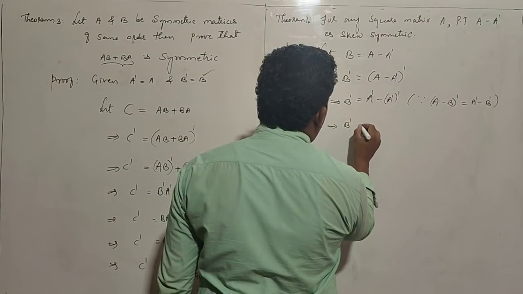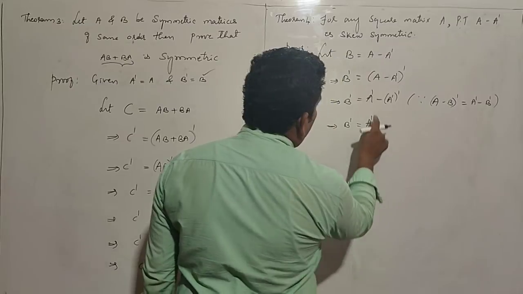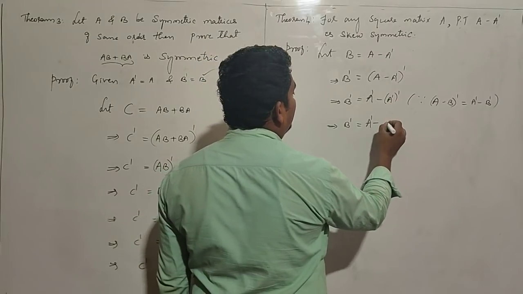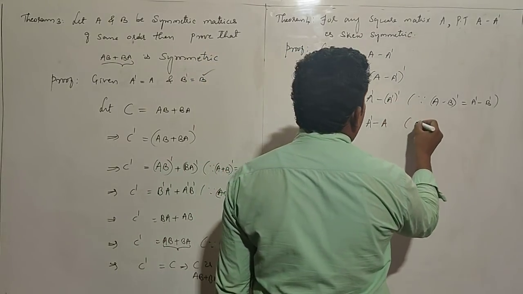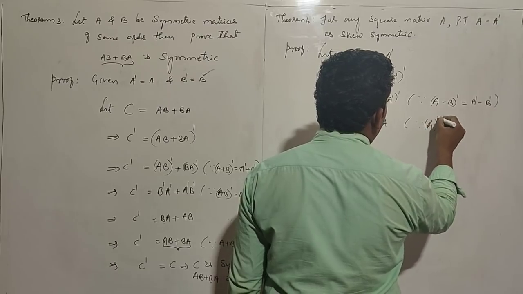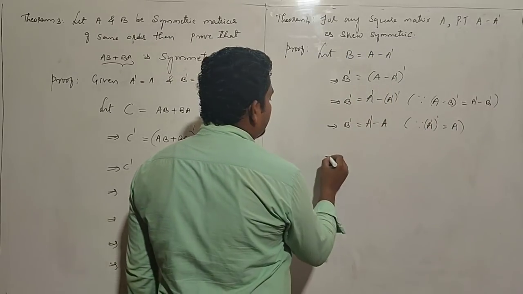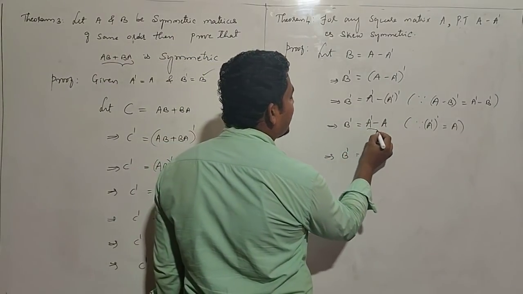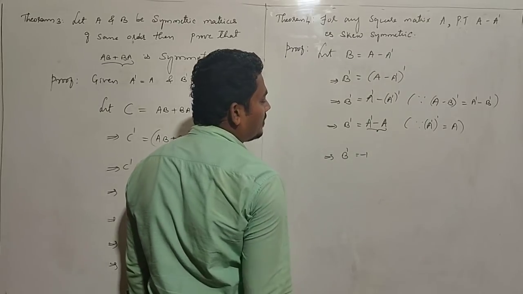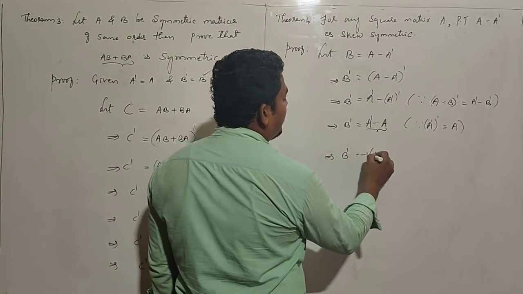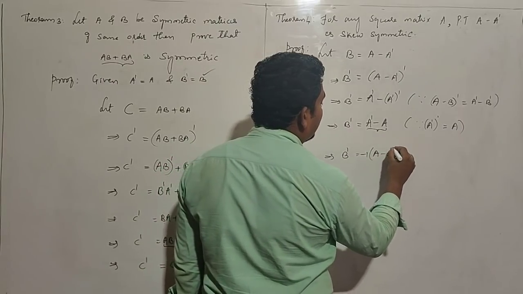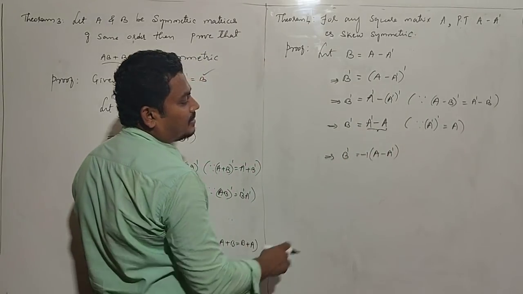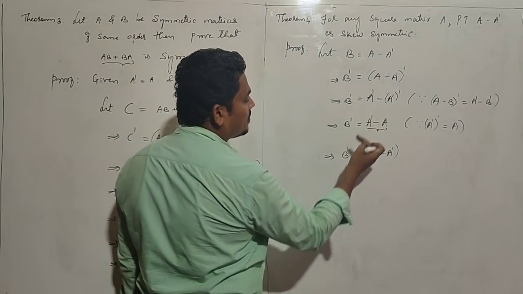Implies B transpose equal to A transpose remains as it is, middle minus. What is A transpose of transpose? It is A only. Why? Because we have the property A transpose of transpose is A. Next, B transpose equal to, just rearrangement, I will take the negative sign common, means minus 1 common. Just rewrite it, then we get minus of A minus A transpose. In this, taking the negative sign common, if you multiply minus 1, again we get A transpose minus A.